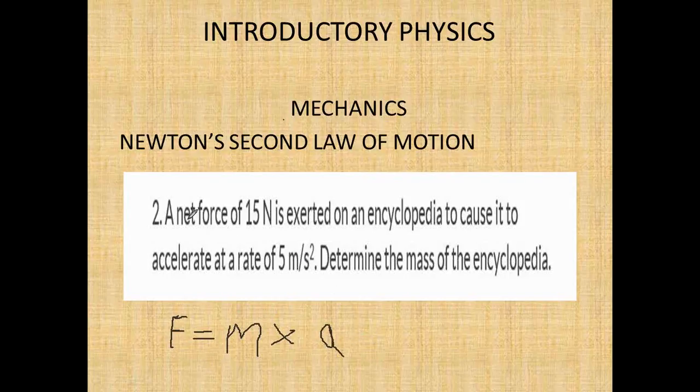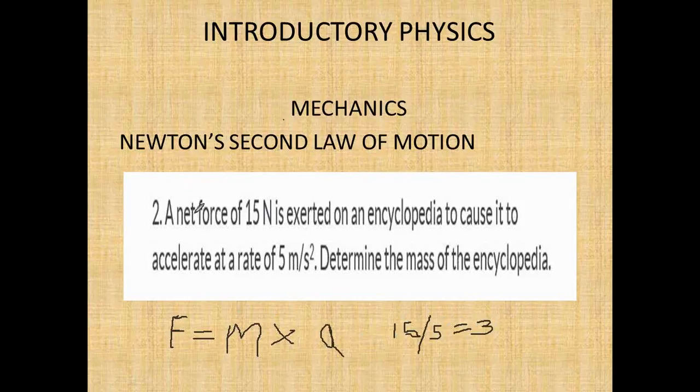So the net force is 15 exerted on the encyclopedia and causes it to accelerate at 5 meters per second squared. You're going to divide that by the acceleration to get the mass. So 15 divided by 5 is equal to 3. So the mass of the encyclopedia is 3 kilograms.